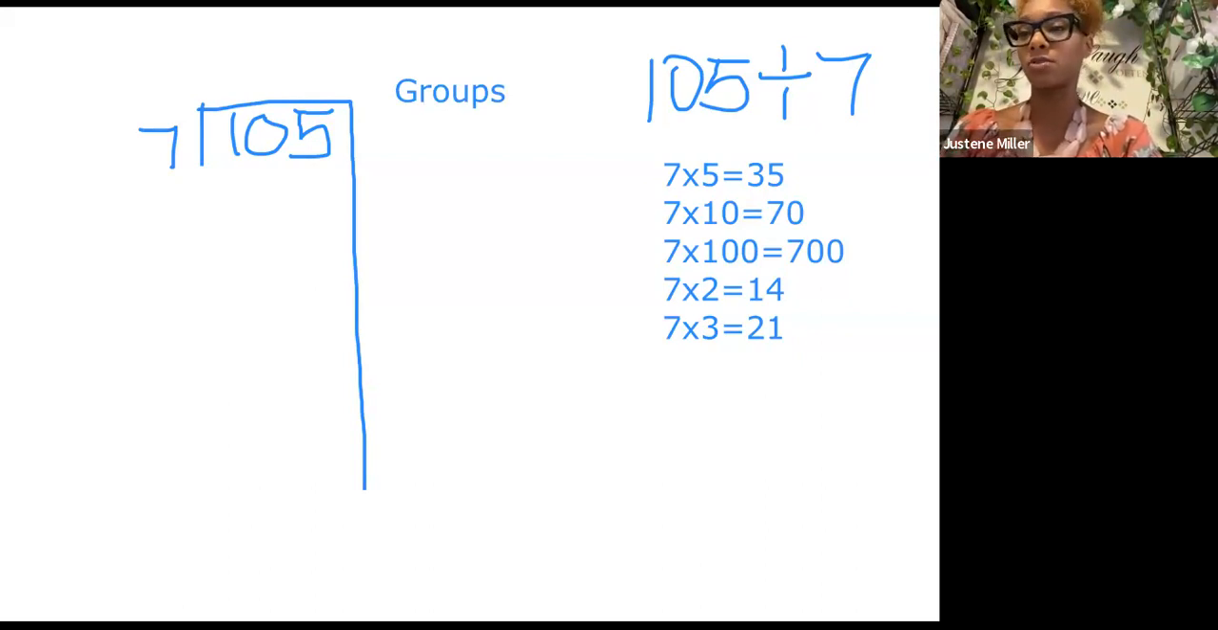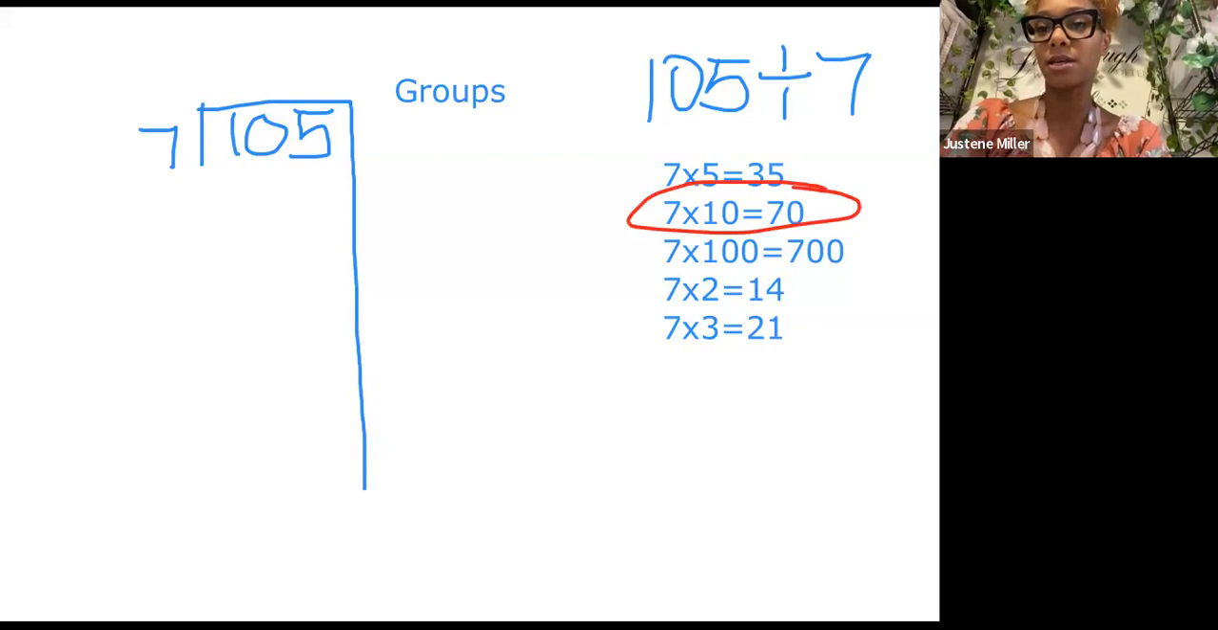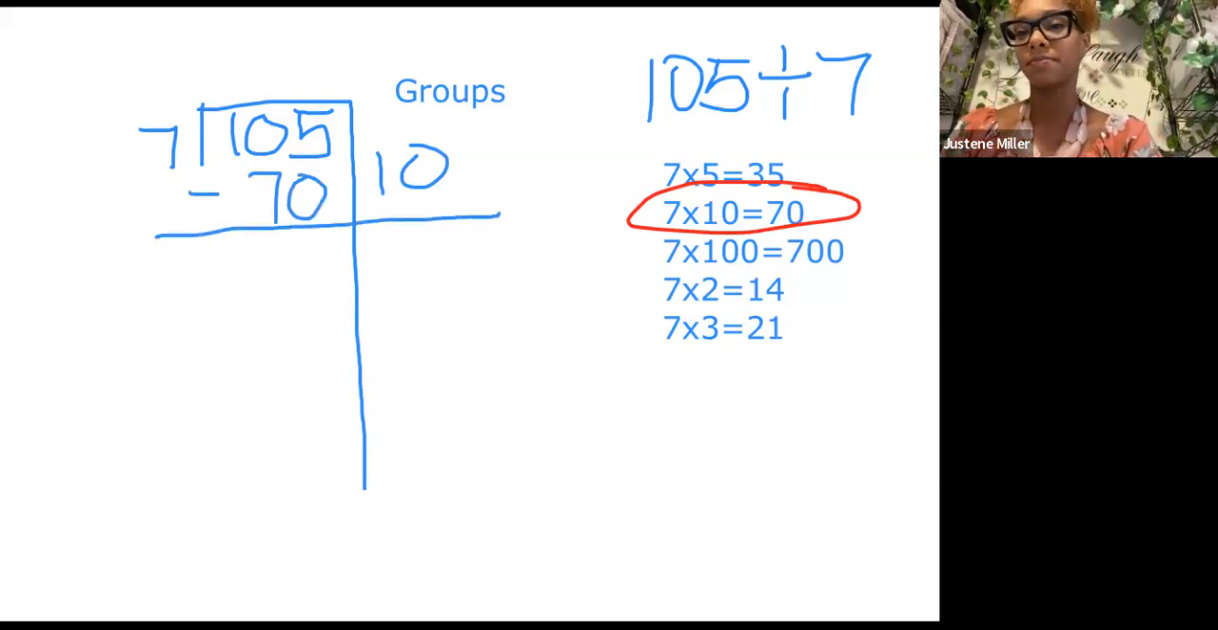All right, how many groups could I use first? Yeah, I can use 10 groups of 7. So on the side, I'm going to write 10 groups to subtract, and 10 groups of 7 is 70. Draw your line all the way across. And then let's subtract. 5 minus 0 is 5. I can't do 0 minus 7, so I'm going to borrow from the 1, make it a 0, and make this 0 into a 10. And 10 minus 7 equals 3.